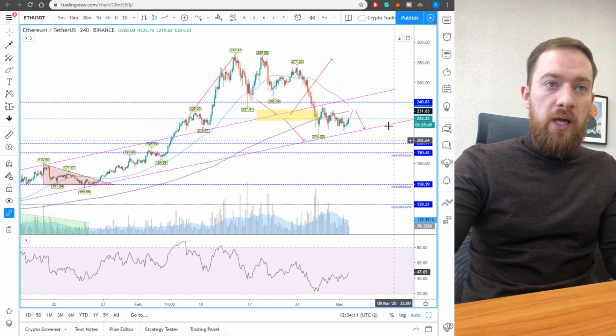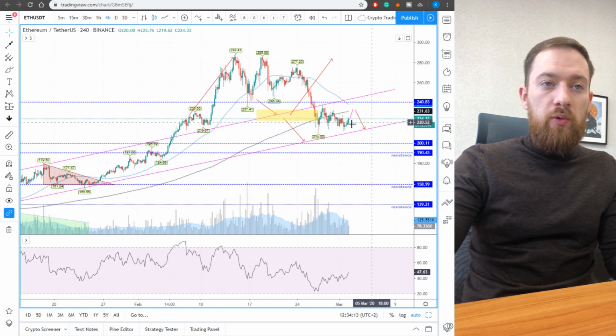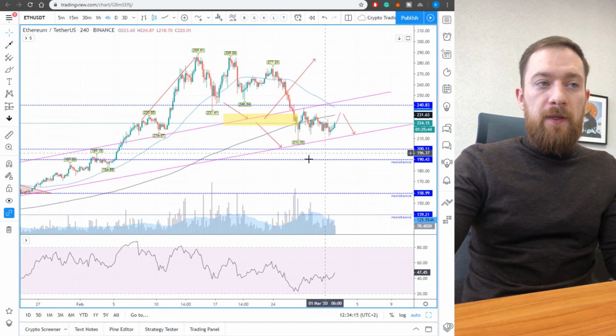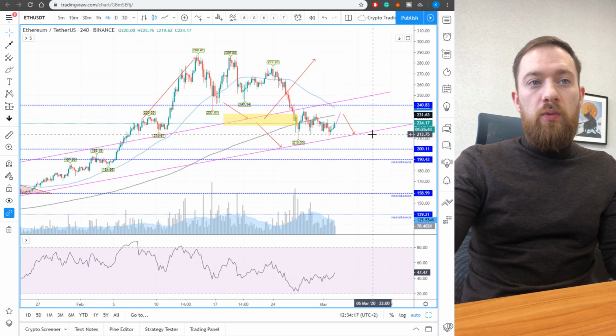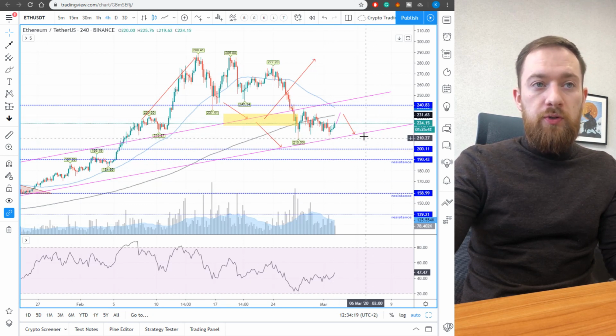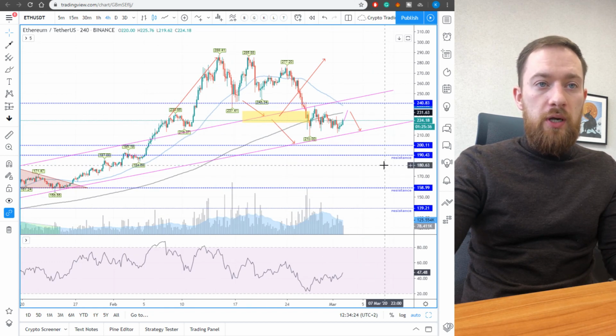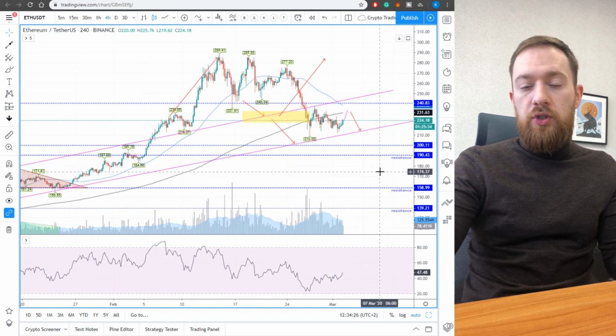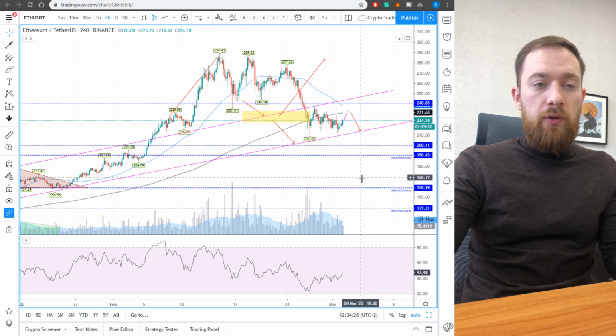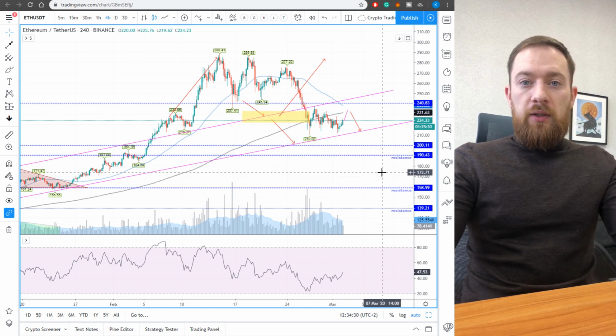This should happen within that week. Again, at this point where we'll be rechecking the upward channel, there are two options. The price can go up and start slowly increasing, or it could go down to the next level of support, which is around $200.